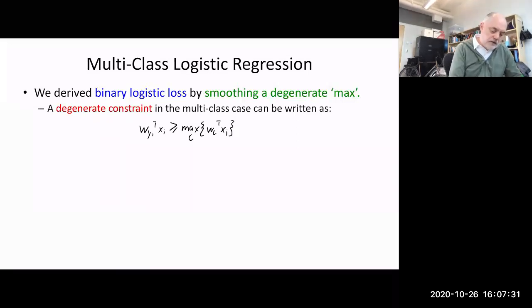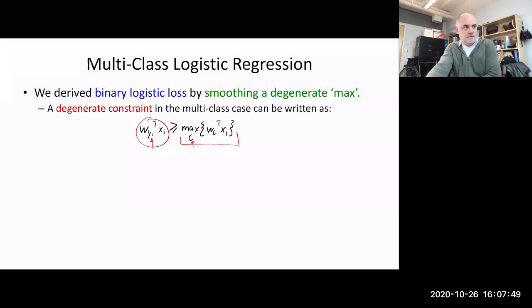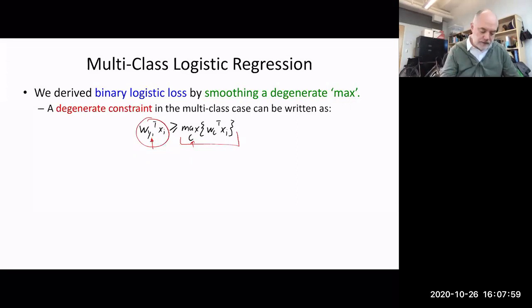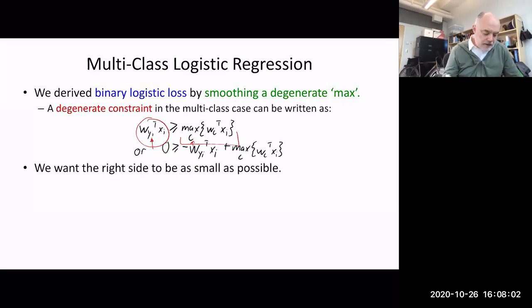We want the inner product between the parameter vector of the true class times the input to be greater than or equal to the max over all the rest of the classifier score outputs for all of the C's. Makes sense. So of course the C is going to include the Y, but that's totally fine. Doesn't really matter because we want all the rest of them to be smaller. As long as that's true, we're going to get the classification right. We can rearrange this and put this on the right-hand side with a negative sign.